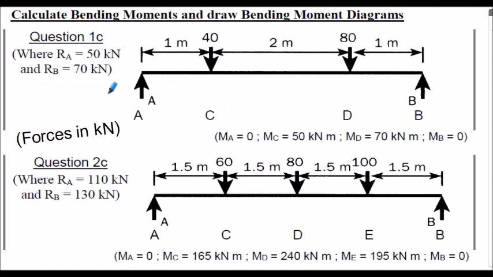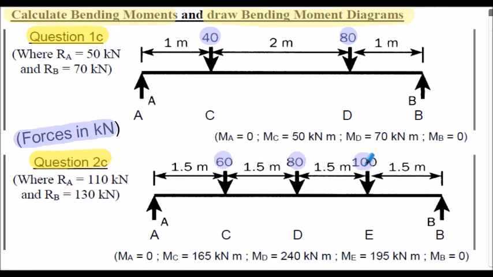I'm now going to extract some questions from our workbook, and for each question we have to calculate the bending moments at various positions along the span of the beam, and then draw the associated bending moment diagram. Note for reference that with all the questions, the forces or the point loads applied to the beam are in kilonewtons. So for question 1C shown here, this is a 40 kilonewton applied load, this is an 80 kilonewton applied load. For question 2C, we have 3-point loads, 60 kilonewtons, 80 kilonewtons, and 100 kilonewtons.